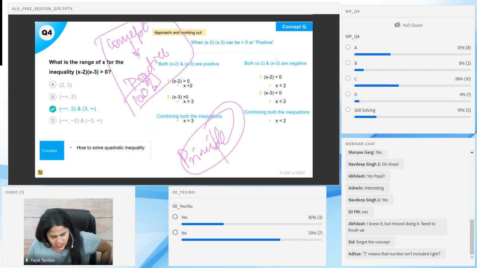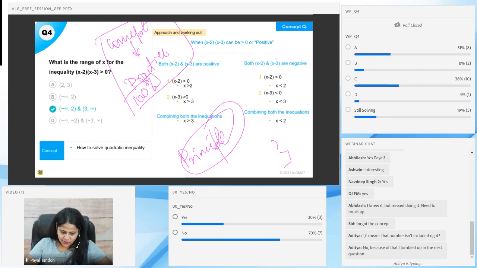The parentheses mean that the number isn't included. Yes, in this case, it's not included, right? Now, I don't believe that GMAT tests you on this. I know that there are these square and curved parentheses, but I don't believe GMAT tests you on this. But Aditya, regardless, that is not the differentiation between choices A and C. In this case, everything has the same parentheses, right? I haven't seen a question in which GMAT is testing that.